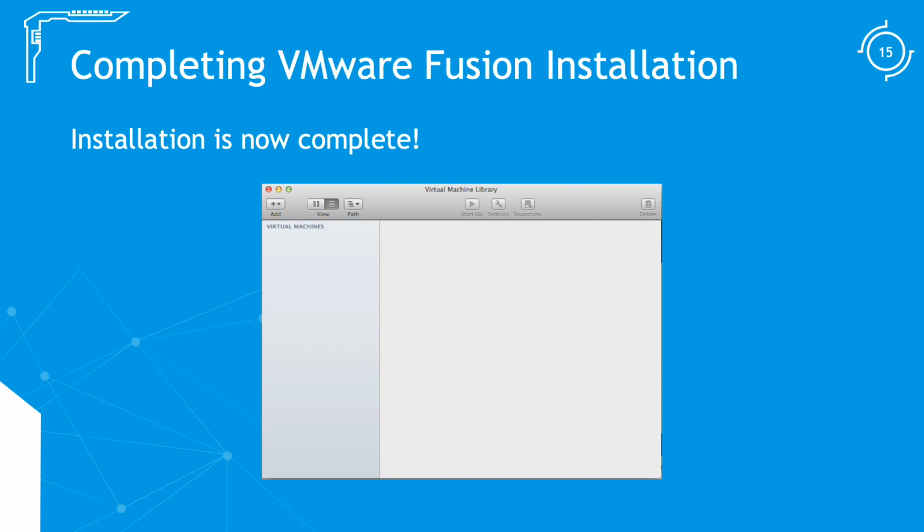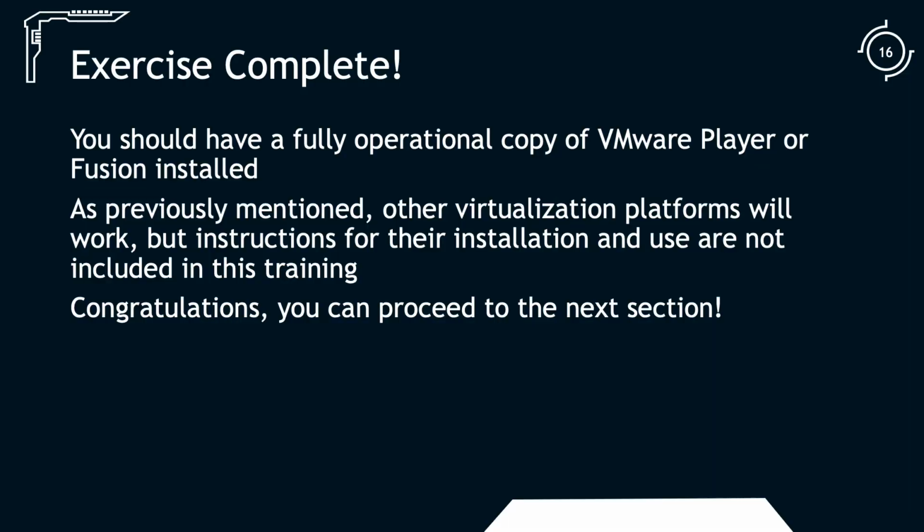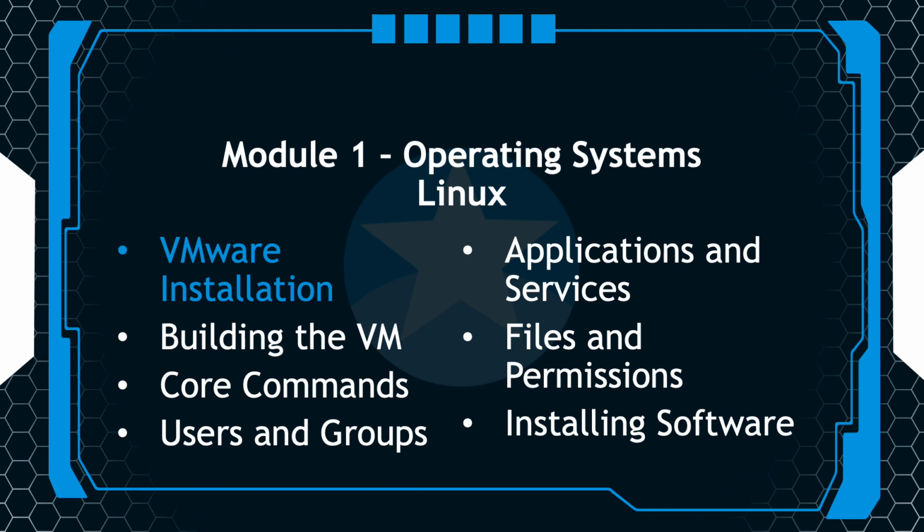VMware Fusion is installed. So whether you used Windows or a Mac, at this point, you should have your VMware product of choice, your Fusion or your Player, installed. At this point, we have completed installation of VMware. So we are good to go. We have completed our very first session. In our next session, we're going to walk through building our Linux VM.